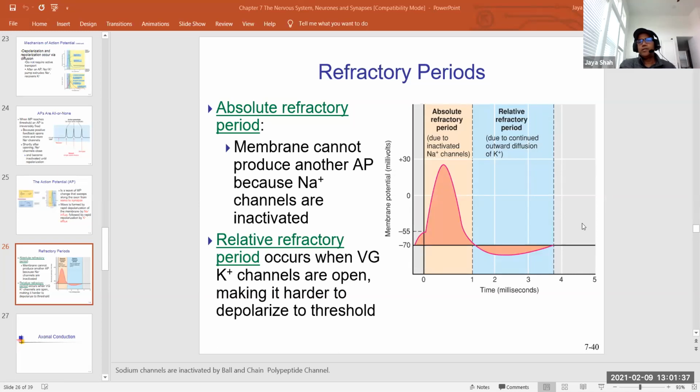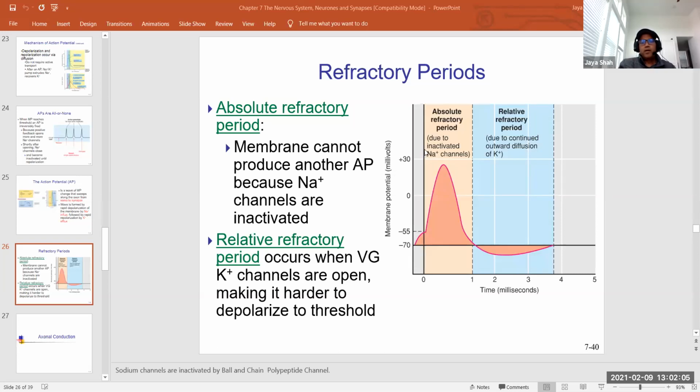Last time we did the generation and transmission of action potential, and today we're going to talk about some other section of chapter 7. This is the refractory period. Once you stimulate a part of the axon in the neuron, during a certain period of time you cannot re-stimulate it. That small period of time is called the absolute refractory period.